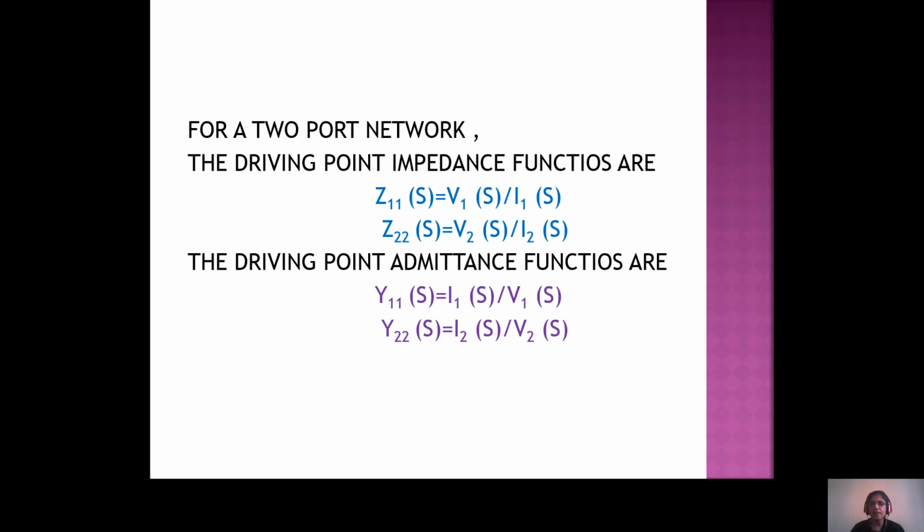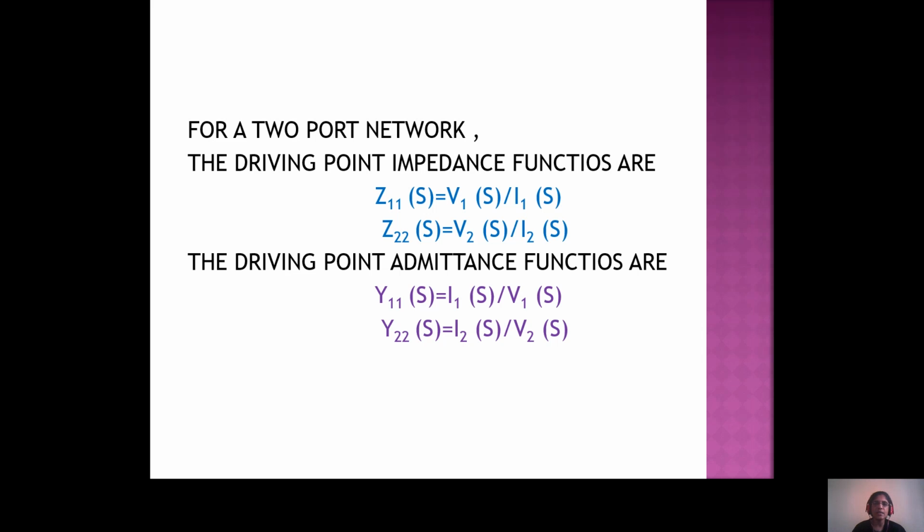So when you consider the impedance function in a two-port network, the voltage and current, whatever they may be, will be related to the same port. Either it will be related to the first port or to the second port. When you consider the impedance function, you take voltage by current. When you consider the admittance function, you take current by voltage.